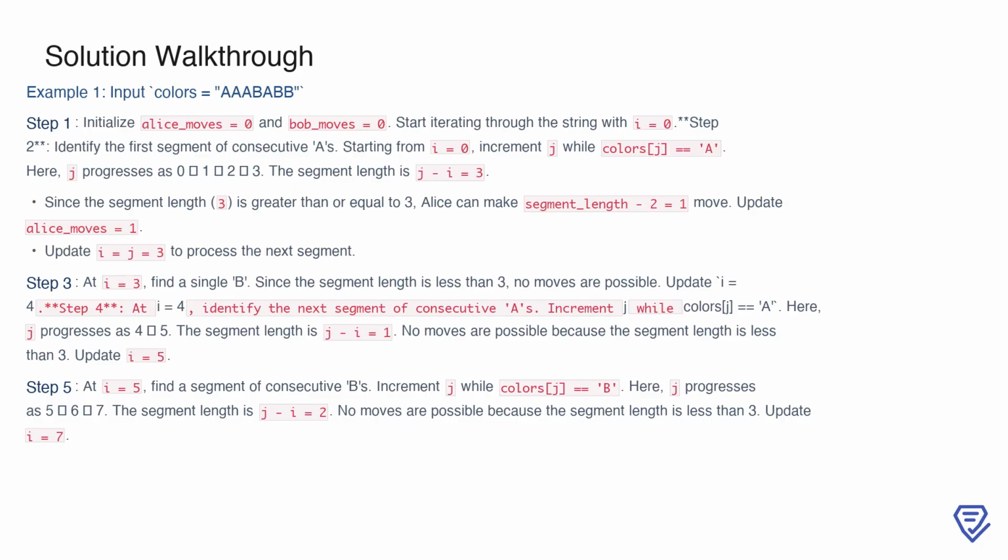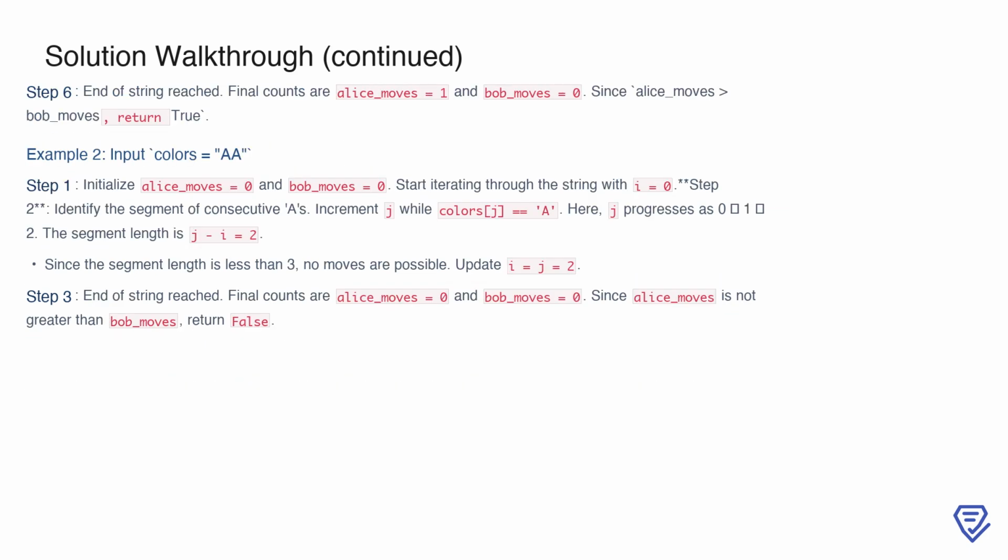Finally, at I equals 5, we identify a segment of consecutive B's with a length of 2, which is also too short for any moves. We increment I to 7, and at this point, we've processed the entire string. With the end of the string reached, we finalize the counts, Alice_moves equals 1 and Bob_moves equals 0. Since Alice's moves are greater than Bob's moves, Alice wins, and the function returns true.